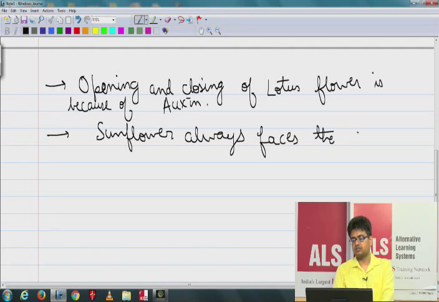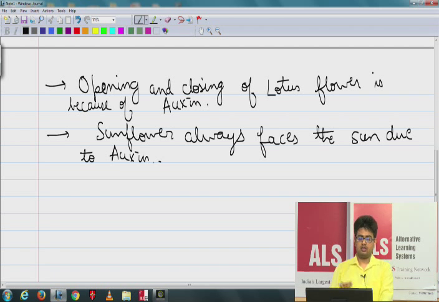Okay, so the sunflower always faces the sun due to auxin. There are more effects also. I can tell you about it. But you can write it in a general way, very short points you need to remember. These will be useful in the exam.